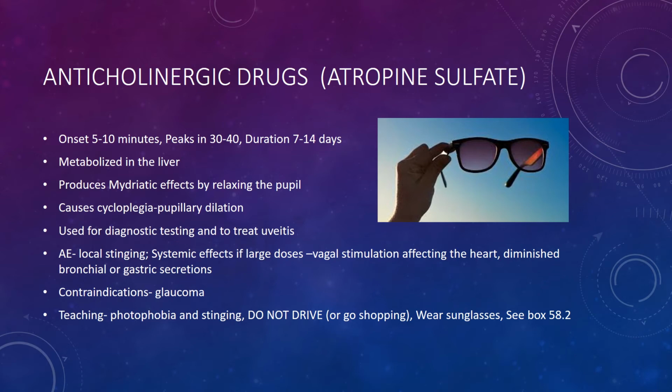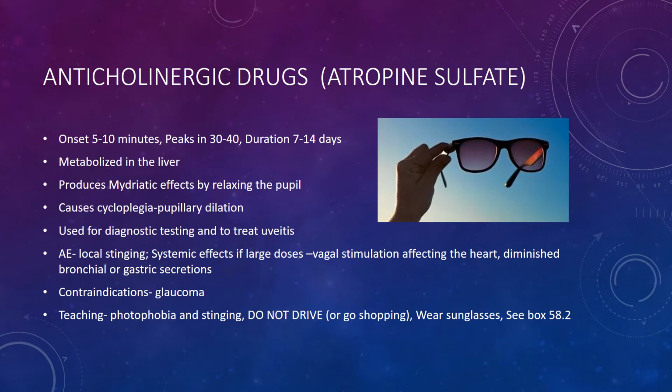Atropine blocks the effects of acetylcholine in the central nervous system, and so that's how it works. It is metabolized in the liver, and of course it produces that mydriatic effect by relaxing the pupil, and it causes that cycloplegia, which causes the pupillary dilation. So cycloplegia is paralysis of that ciliary muscle of the eye, and then that results in a loss of accommodation where the eyes can't do that.